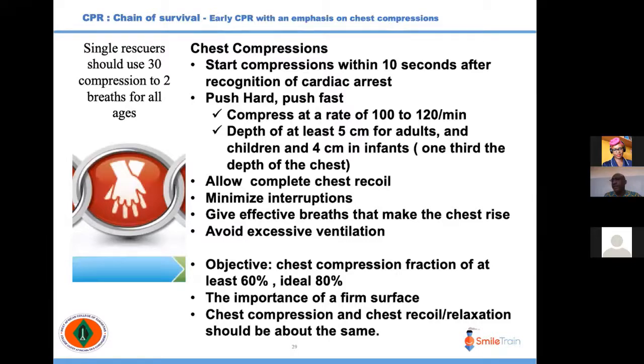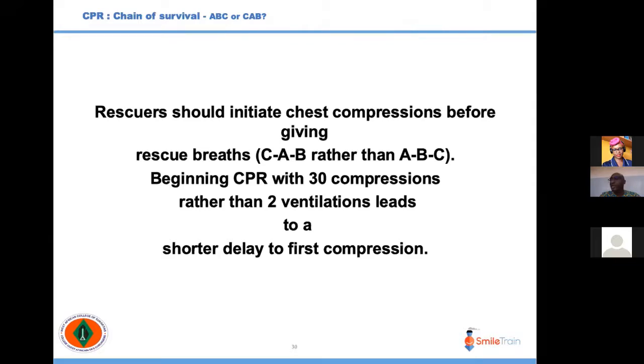Chest compression fraction is the proportion of the time spent giving compressions during a period of resuscitation. Like I said, rescuers should initiate chest compressions first, and then you can give rescue breaths. We minimize emphasis on breathing because chest compressions do help in filling the lungs with oxygen. The important thing here really is to circulate, to make the pump function.